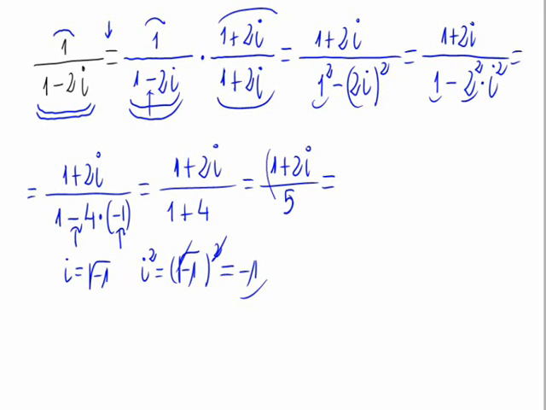And now let's write the real part and the complex part of the result in different ways with no denominator. So we would have 1/5 plus 2/5 times i. And this would be the result of calculating the given division.